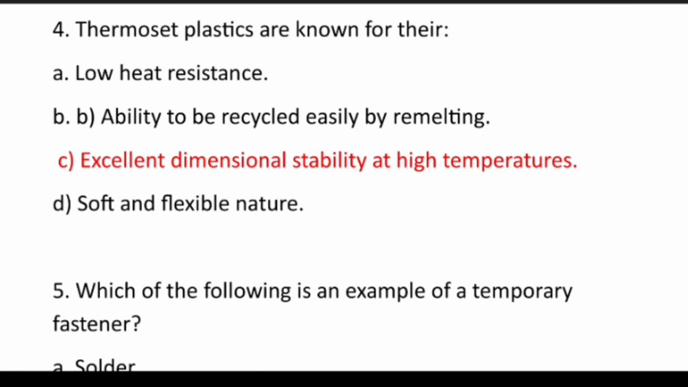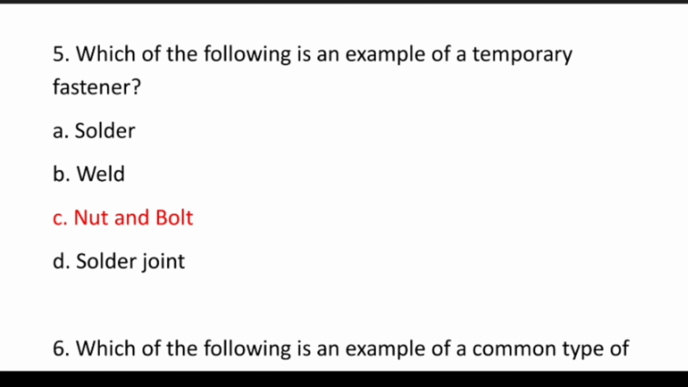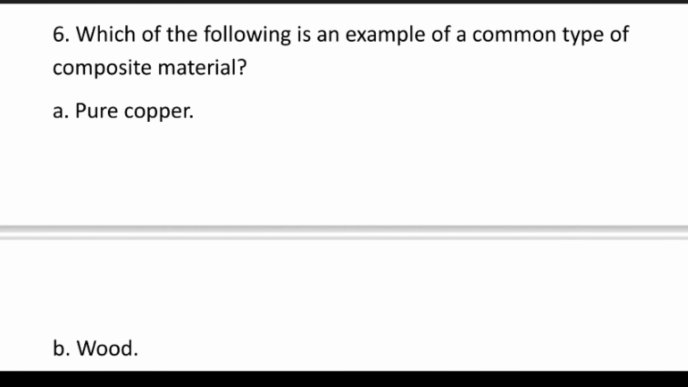Next, thermoset plastics are also known for their option C, excellent dimensional stability at high temperature. Next, which of the following is an example of a temporary fastener? Option C, nut and bolt. Next, which of the following is an example of a common type of composite material? What is a common type of composite material? Okay.